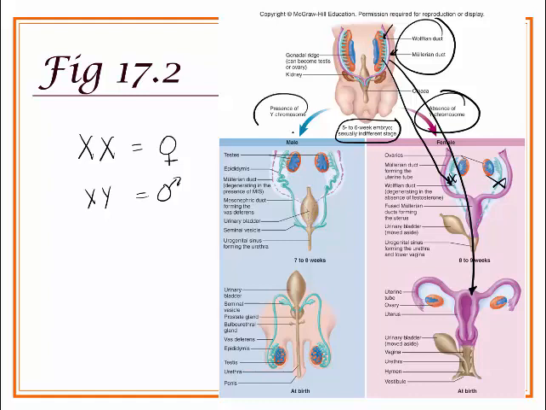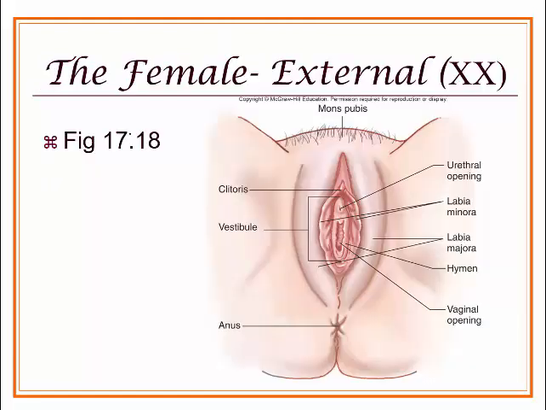Now, in the presence of a Y chromosome, which means a male baby, the Wolffian ducts are going to grow and become the male reproductive structures, and the Müllerian ducts are going to recede and go away. All right, so from here we're going to focus on the female reproductive system and control of reproduction, and then at the end we will do the male reproductive structure.